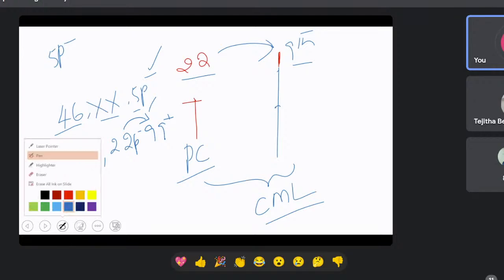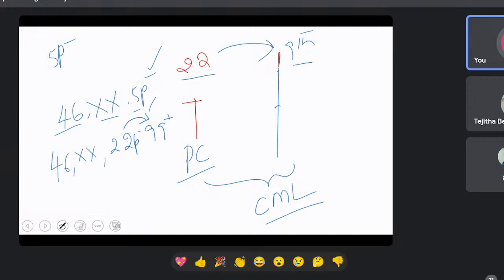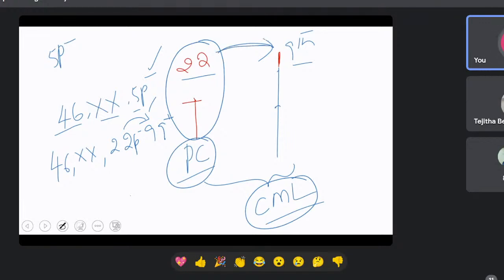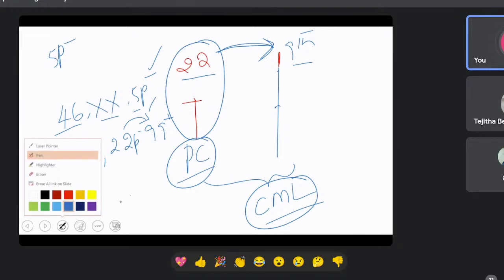So what all you have to remember is translocation mutation results in a disease called chronic myeloid leukemia. What is the chromosome associated? Philadelphia chromosome. So what happens here? A segment from 22nd chromosome is translocated onto 9th chromosome. You just remember these things.